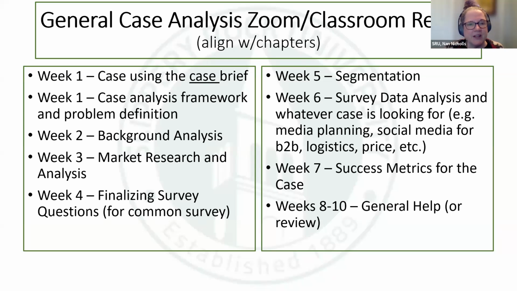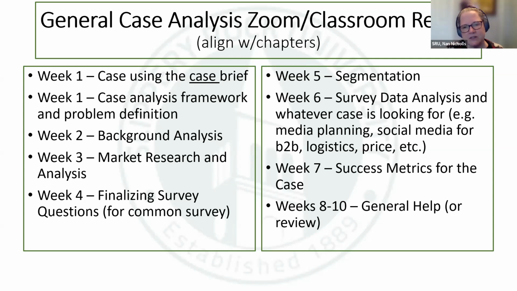But these weeks, as Kurt was talking about, really went hand in hand with what we were discussing from a chapter perspective. So we started off looking at a case briefing. And at the end, I'll show you that there was a book in particular that I used that really talked more about a case briefing.